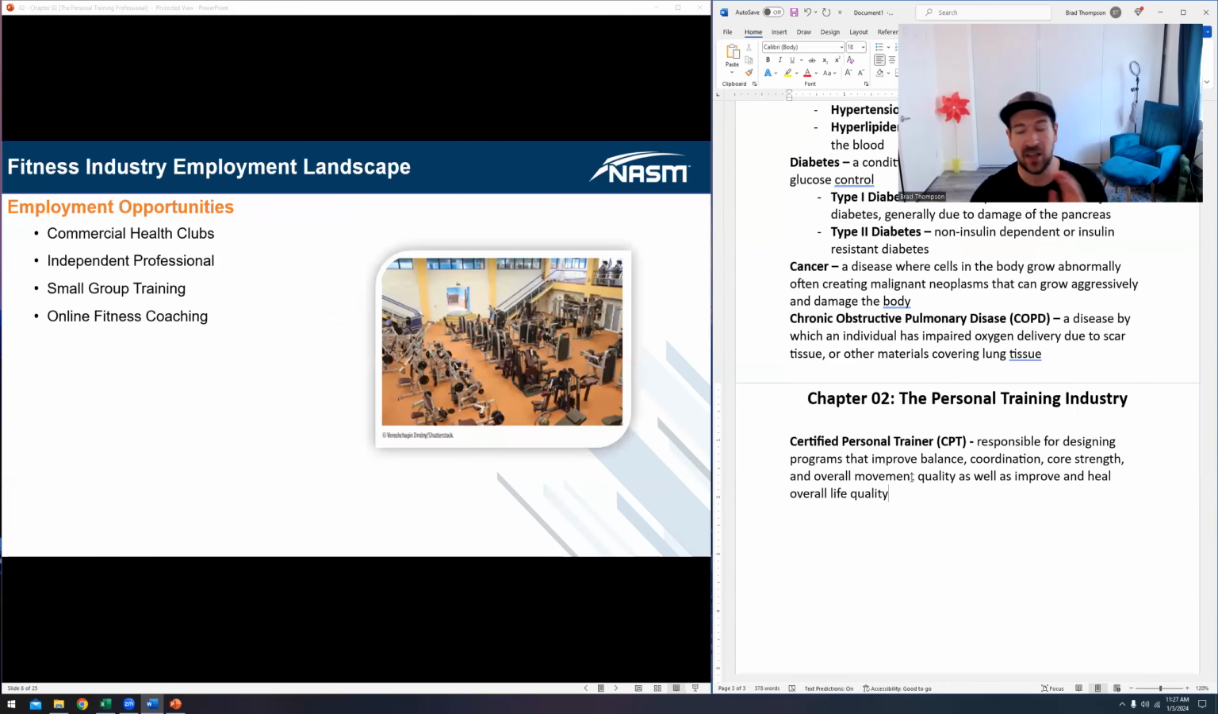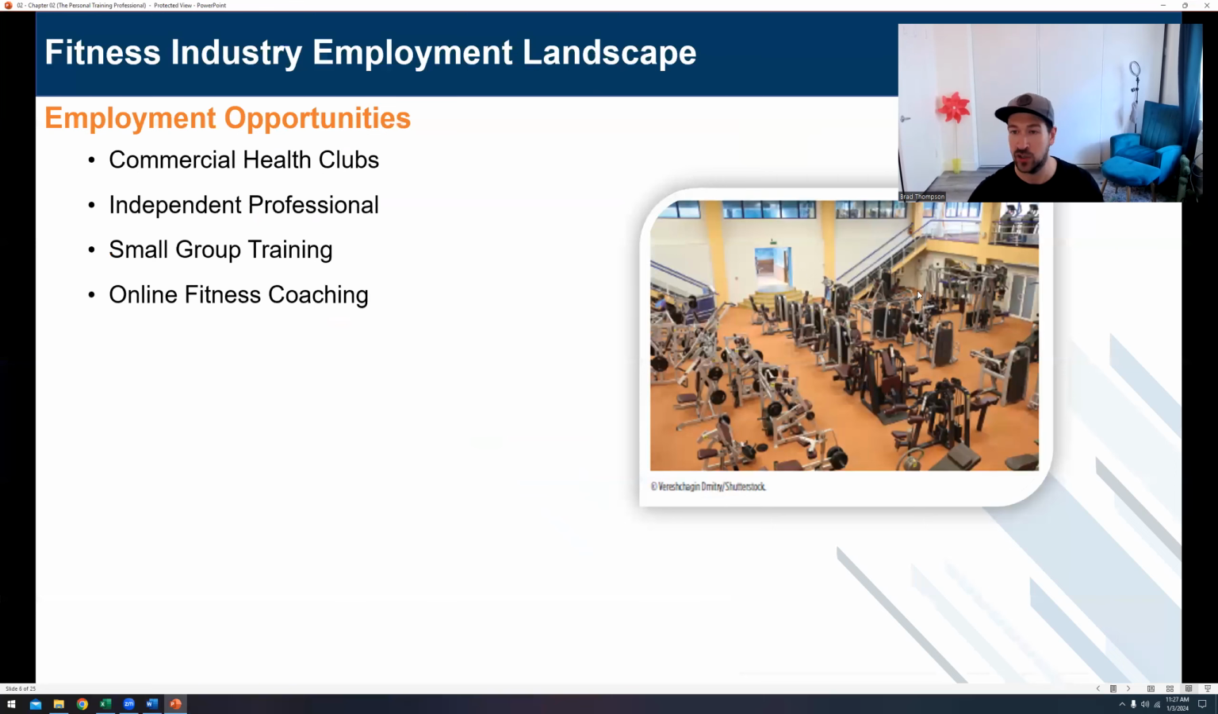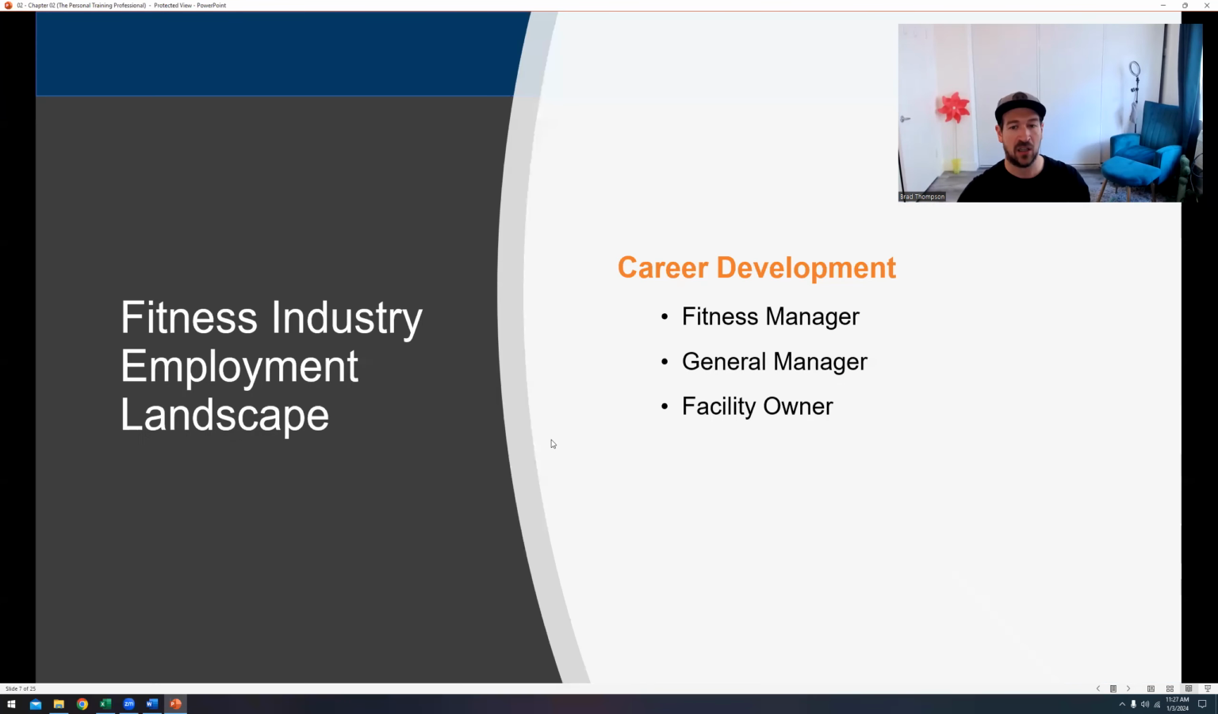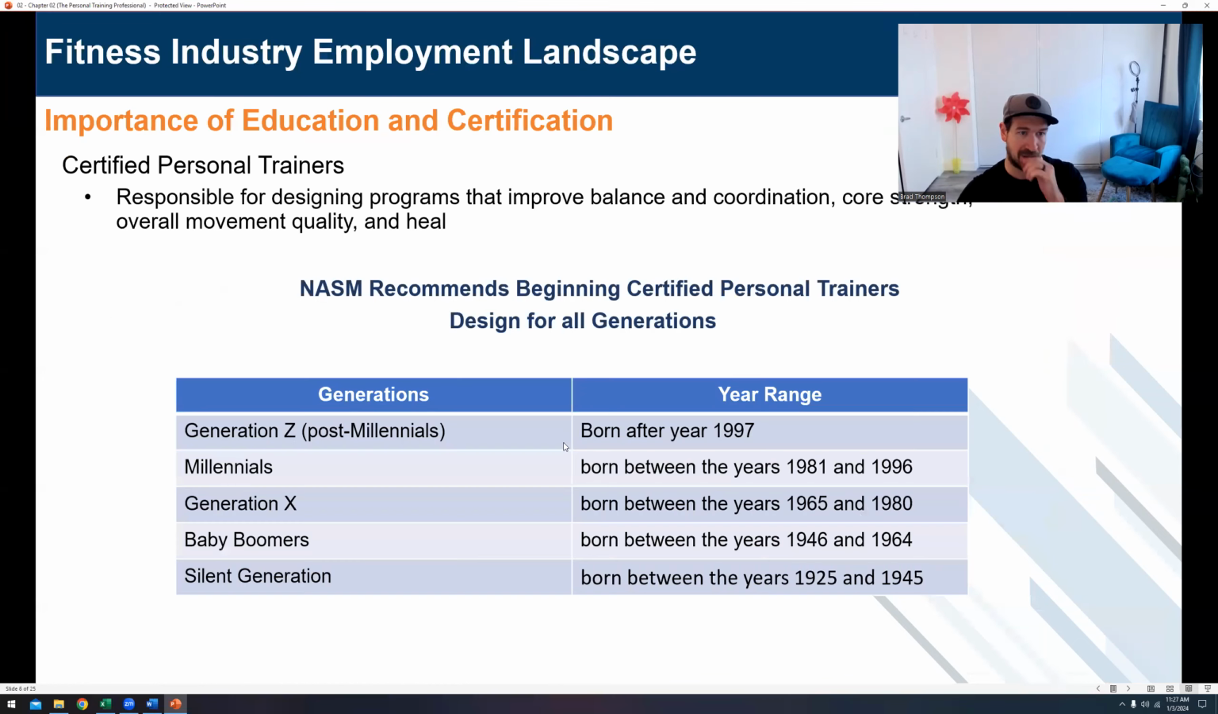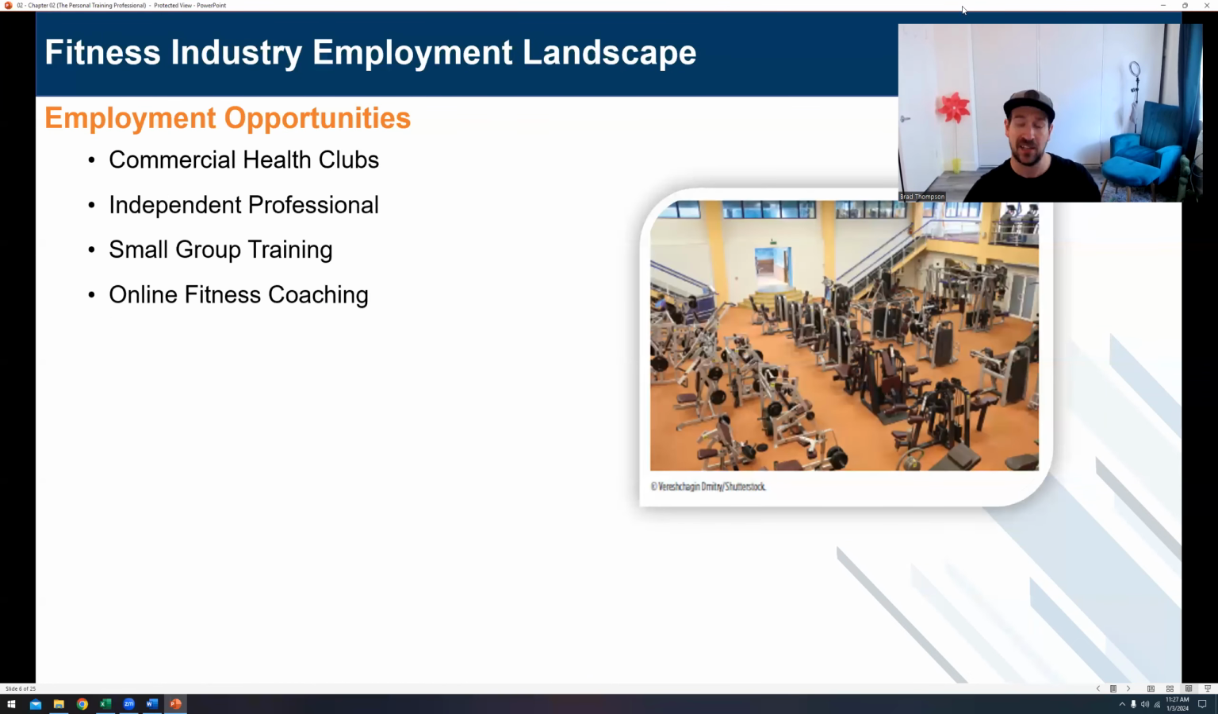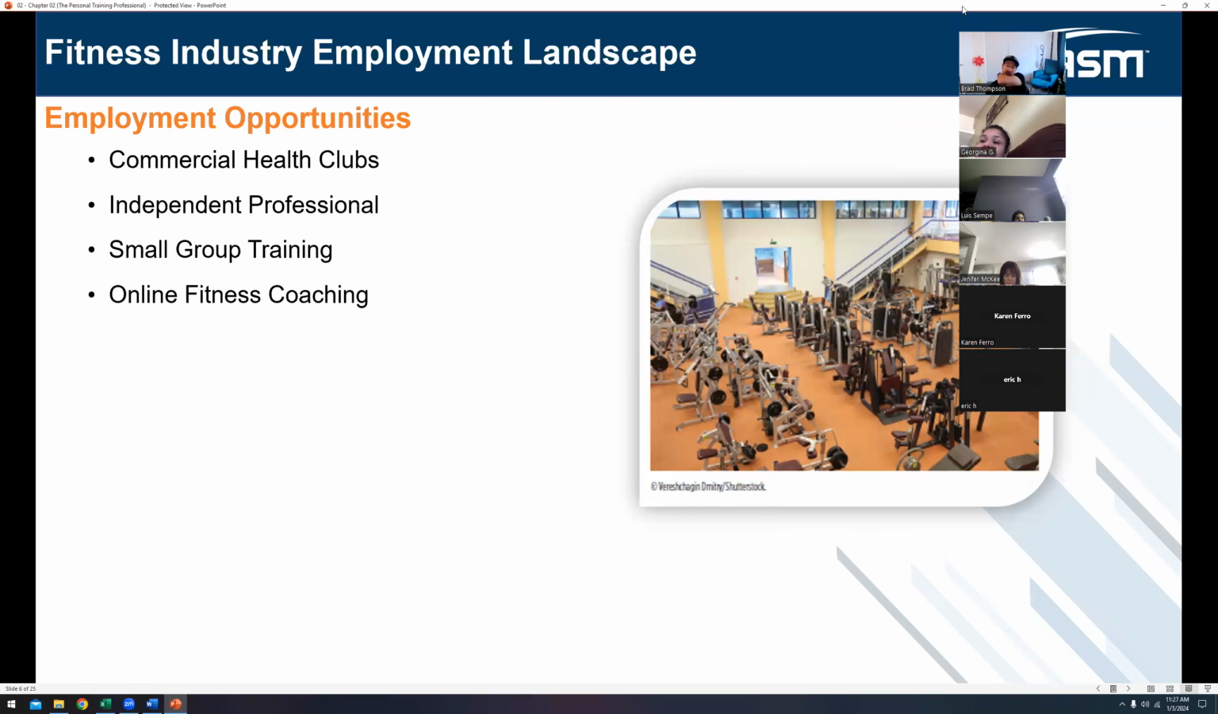So, employment opportunities out there. You can see this is a really good example of a very large commercial style health club. Commercial health clubs are definitely going to be the biggest employer of trainers out there. Guys, I actually don't have anything against commercial health clubs. I personally wouldn't work at one where I am at in my career right now.